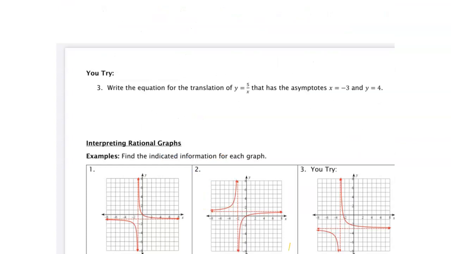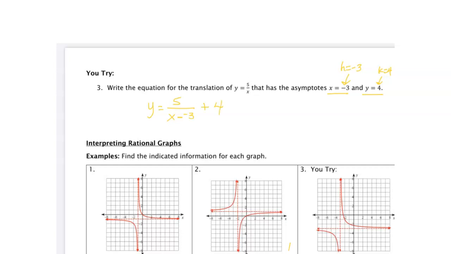All right, number 3, write the equation for the translation of y equals 5 over x that has asymptotes at x equals negative 3 and y equals 4. Remember that this is our h value, so h is negative 3, and this is our k value, so k is 4. So we'll have y equals 5 over x. In the original equation, it's minus, and then our h is negative 3, so minus a negative 3. And then we have plus our k, which is 4.